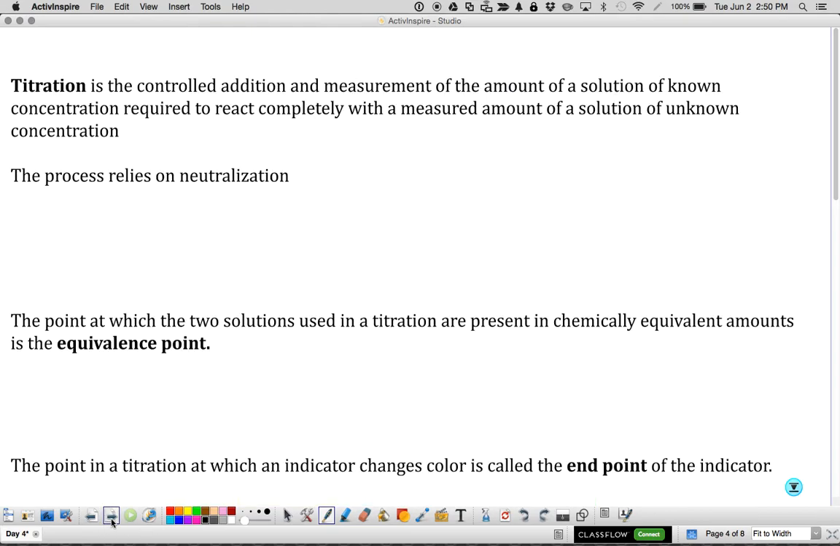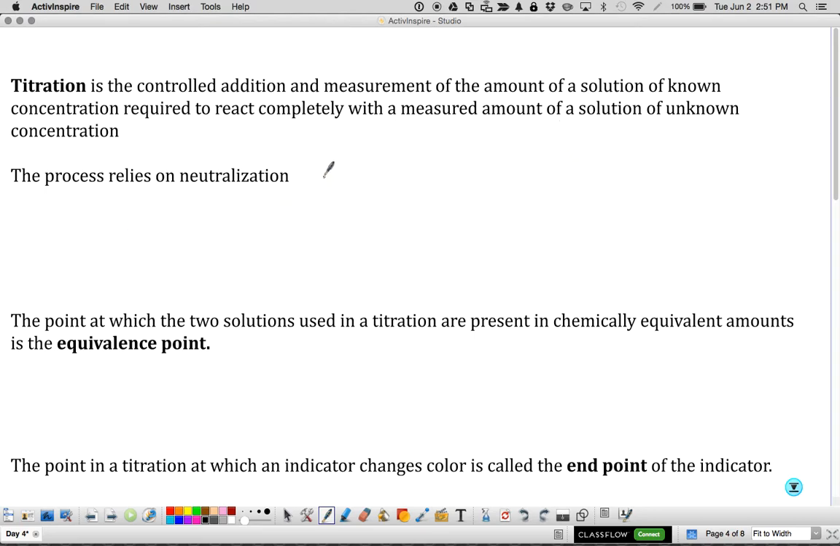So what is a titration? Well, a titration, the definition your book gives you, is a controlled addition and measurement of the amount of solution of known concentration required to react completely with a measured amount of a solution of unknown concentration. Okay? That's a lot of words. Really what it means is you're using a known solution to determine the concentration of an unknown solution. And for acid bases, this relies on neutralization.